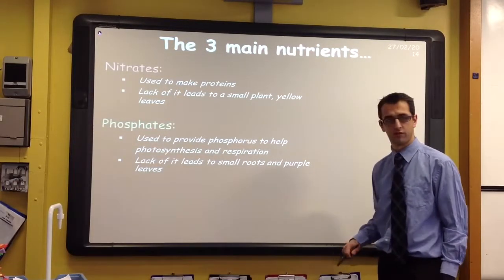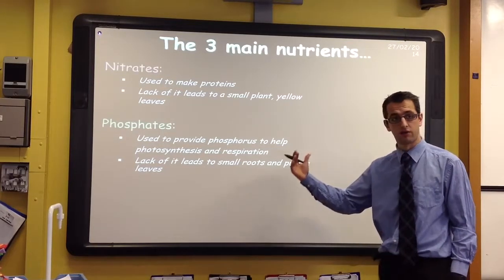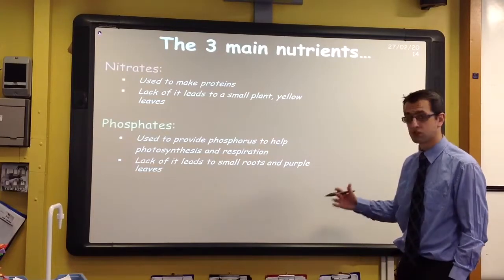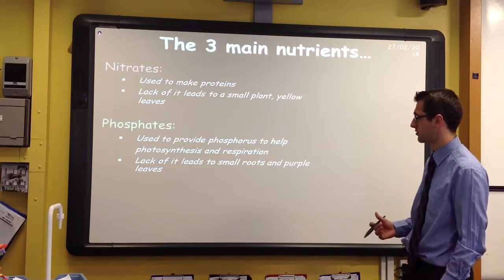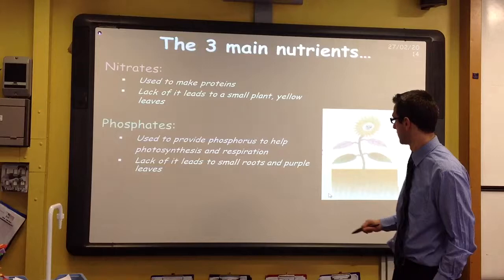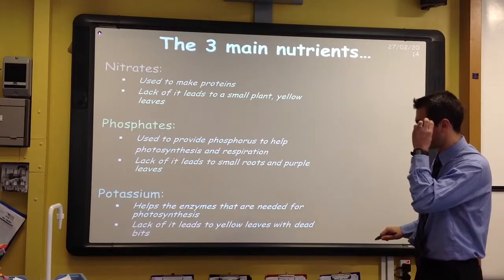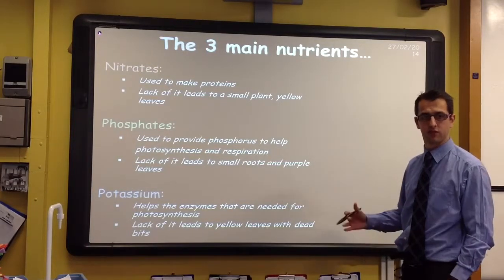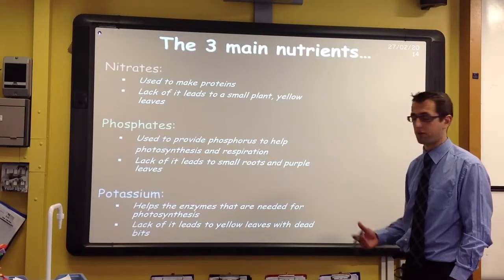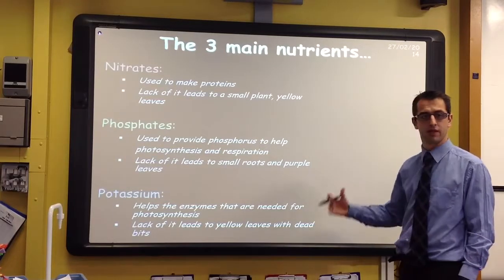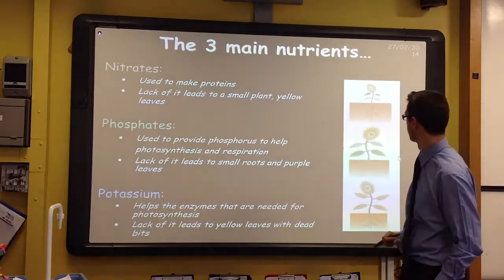Phosphates are required, usually in the form of phosphorus, and that's required for photosynthesis and respiration. A deficiency in phosphates would also mean small root formation, because again, it can't provide enough energy to grow the roots enough. And again, purple leaves are a characteristic sign of phosphate deficiency. And potassium helps the formation of enzymes, which are essential in photosynthesis. Again, if there's not enough photosynthesis, the leaves will start to turn yellow, and the protein formation and all of these means that there can be no chlorophyll production as well. So a slightly yellow appearance to those leaves too.